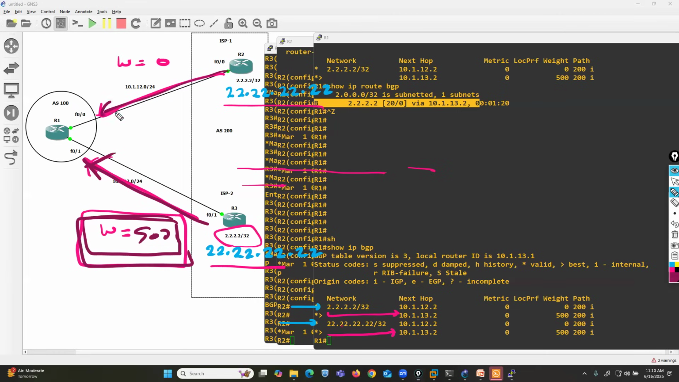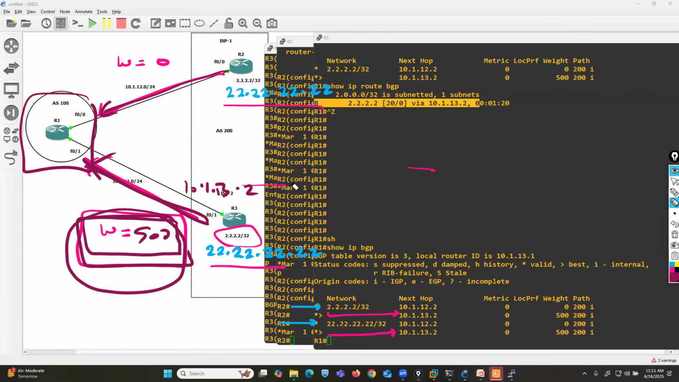When the route is coming via both sides, this router will decide that via this side I am receiving the route with the highest weight, so this is the more desirable route. This is the problem. Clear my point? For everything, 10.1.13.2 is the next hop, and I don't want to do this. I want to receive this 22.22.22.22 route via this side.